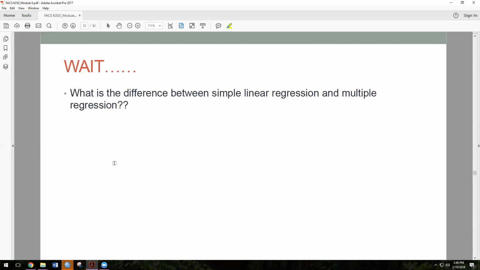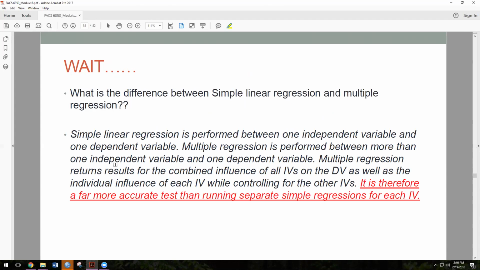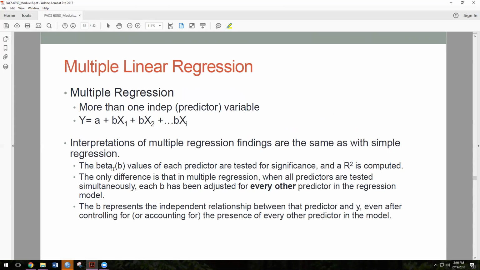And again, the difference between simple linear and multiple regression is that if you do multiple simple linear regressions, then you're going to inflate your chance of error. So it's more accurate to do one multiple regression. And so your beta values for your predictor are tested for significance. Your R-squared is computed to tell you how much variance you can explain. And then with a multiple regression, all predictors are tested simultaneously. Each beta value is adjusted for every other predictor in the model. And that's another reason why it can get so complicated.